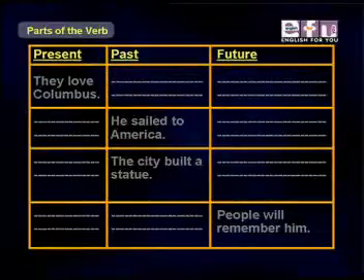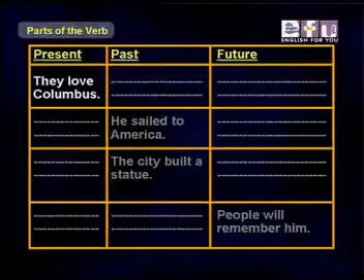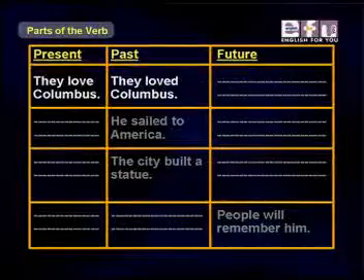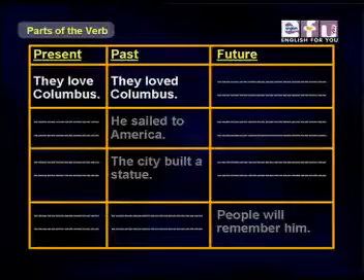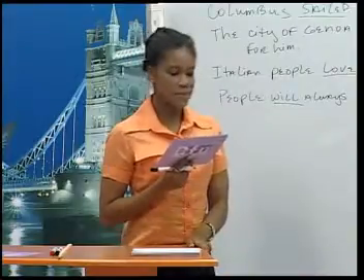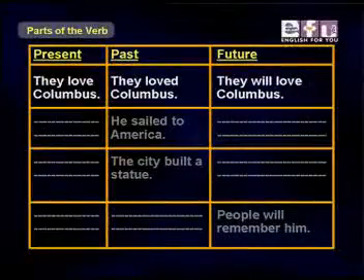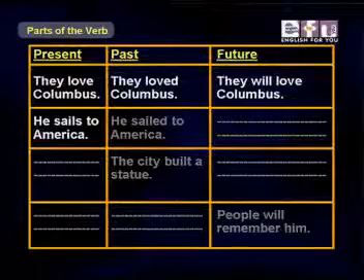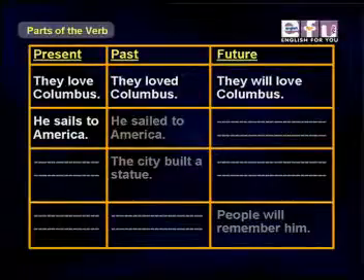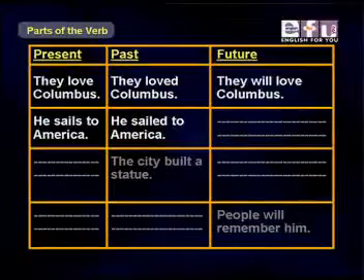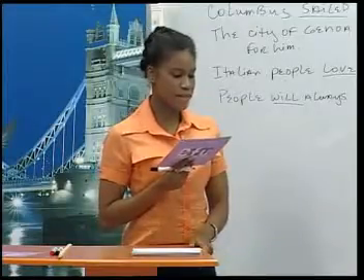Linda, you do the first one. Okay, they love Columbus. Okay, Alberto, can you change that to the past tense, please? Okay, they loved Columbus. All right, and future tense, Sylvia? They will love Columbus. All right, Alberto. Next sentence, we have the past tense. He sailed to America. Can you change that to present tense? Of course, he sails to America. All right, and Sylvia, the past? He sailed to America. Good, and Linda?